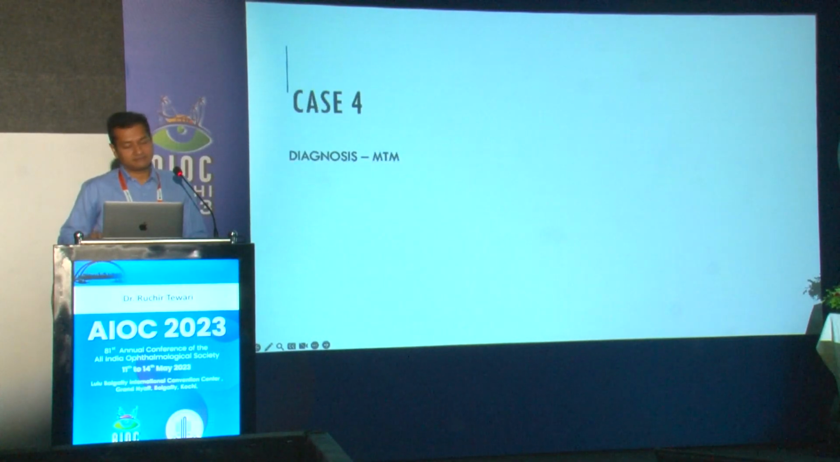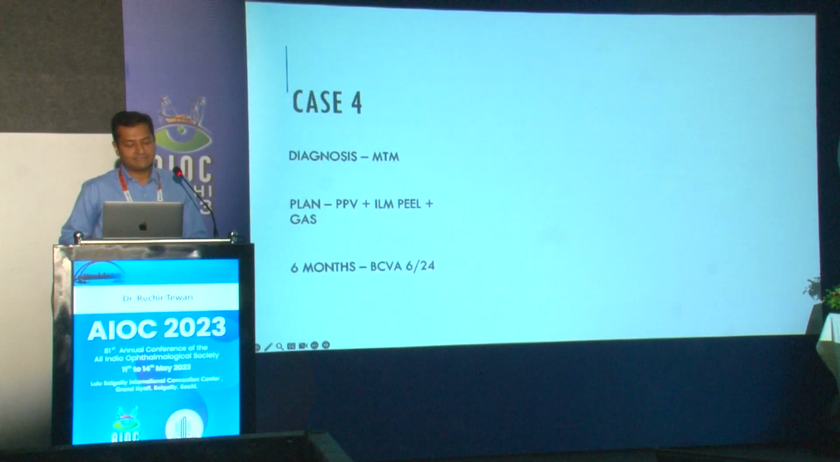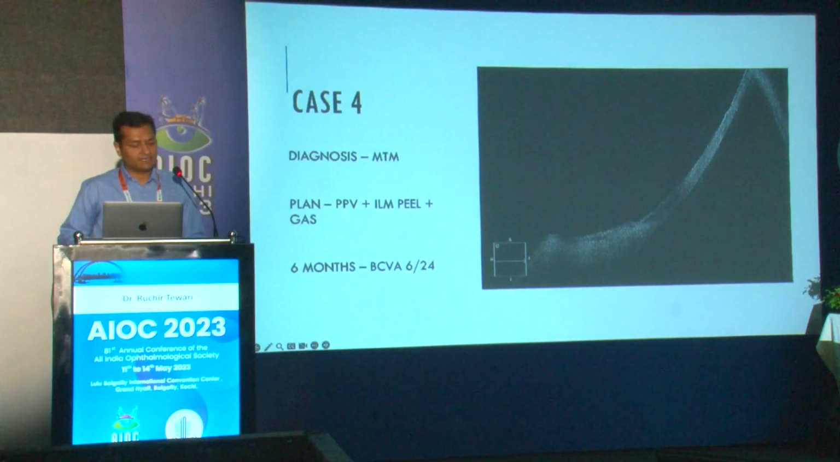So this patient was diagnosed as MTM. She was advised pars plana vitrectomy along with ILM peeling and gas. 6 months later, her BCVA improved to 6/24, and this is the OCT picture from that time.